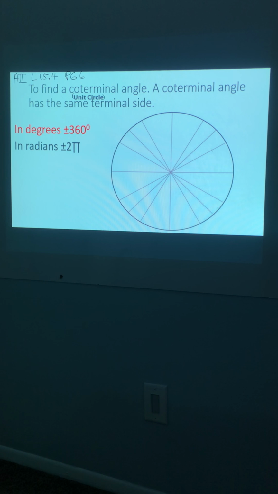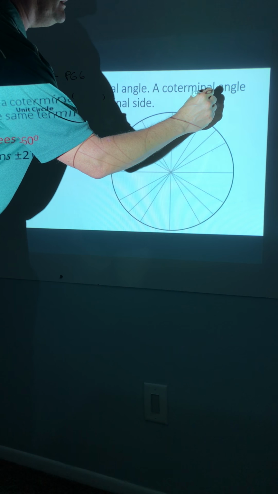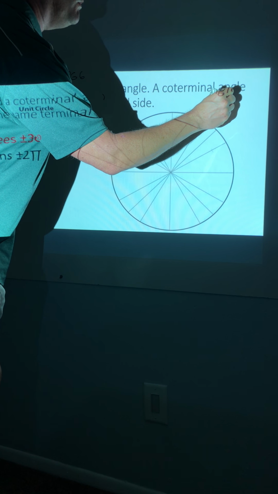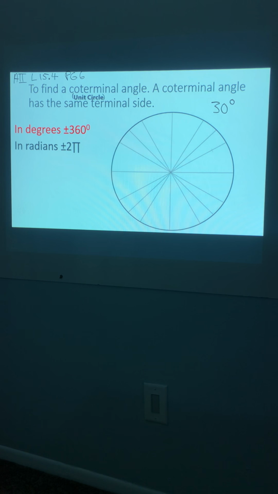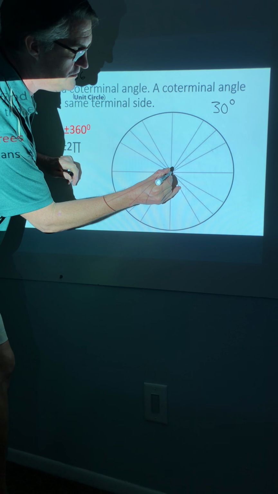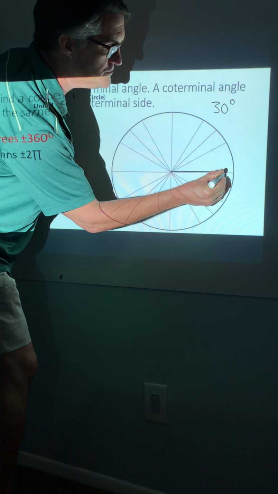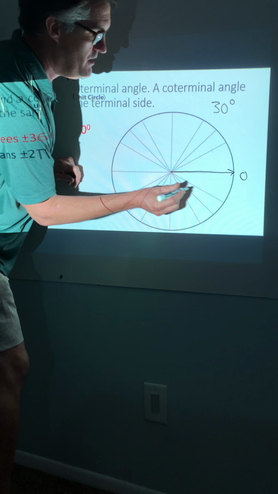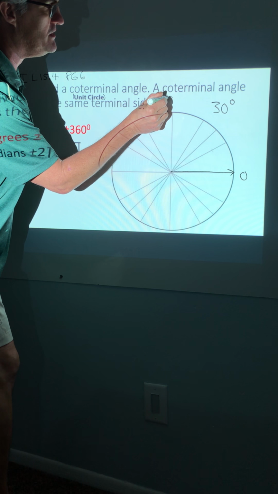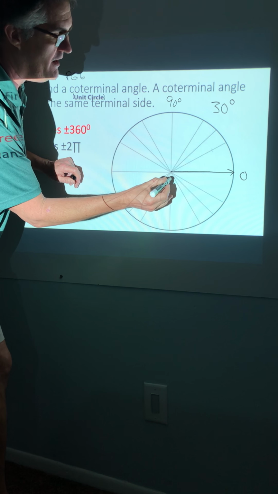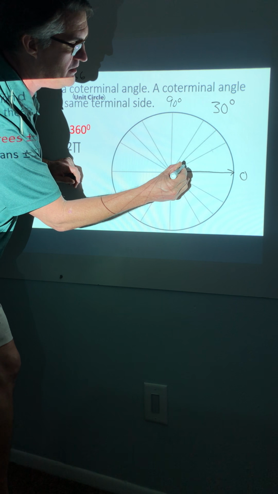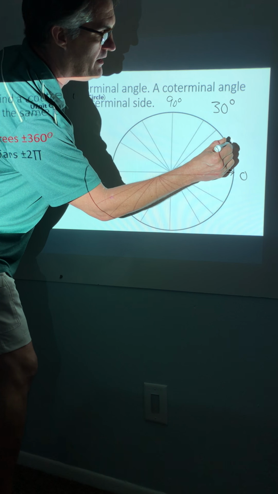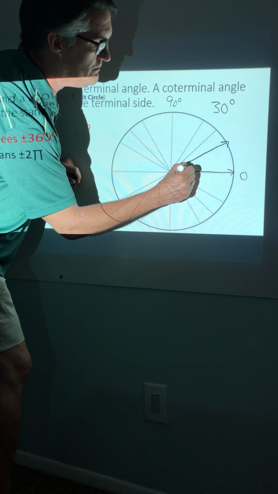Let me explain what a coterminal angle is first. Let's go ahead and make an angle on this circle. Let's just start easy. When you're learning something new, you want to make your life easy. I'm going to make a 30-degree angle on there. Remember, you have to put in the initial side first. Here's your initial side, which is 0. Here's your y-axis, and this is 90 degrees. And then 30 is that first chunk up. I'm going to put 30 degrees in here.